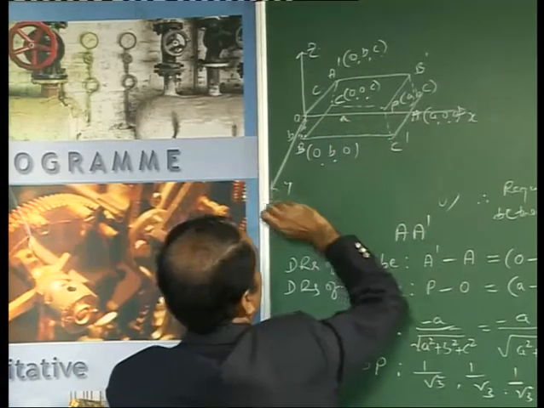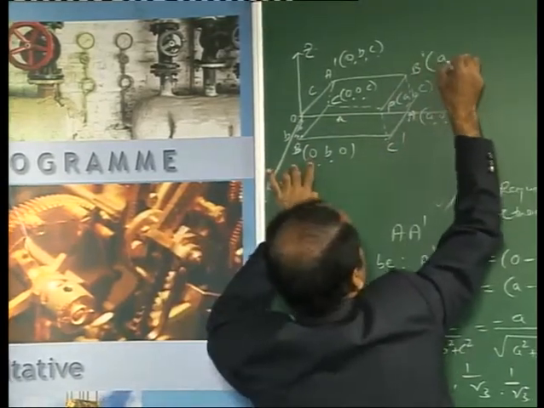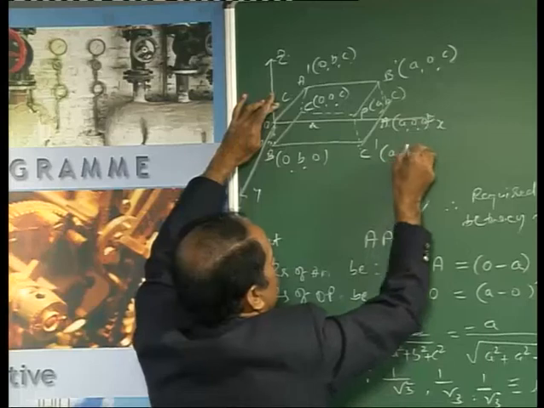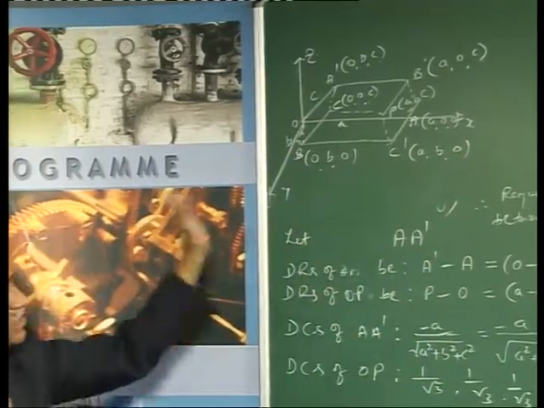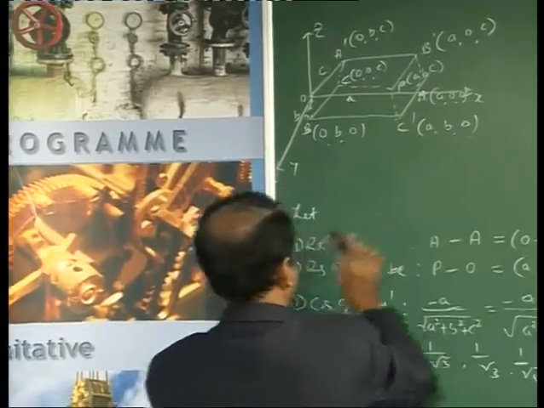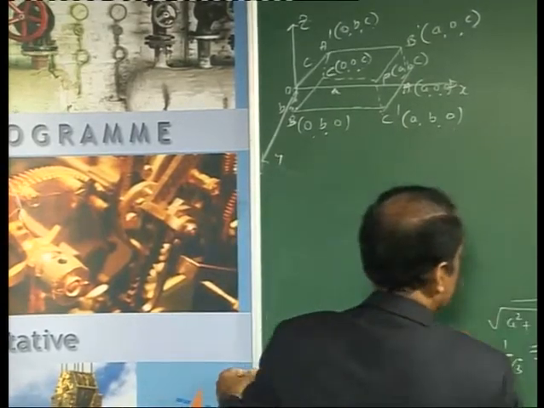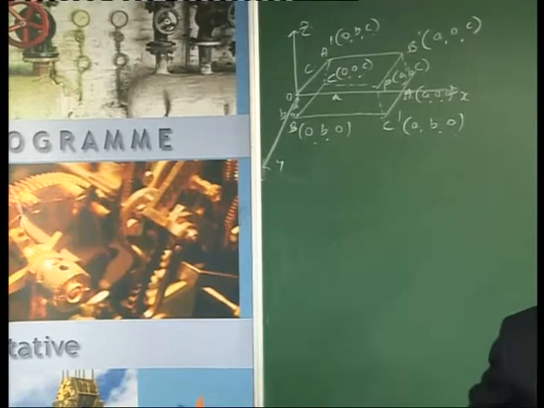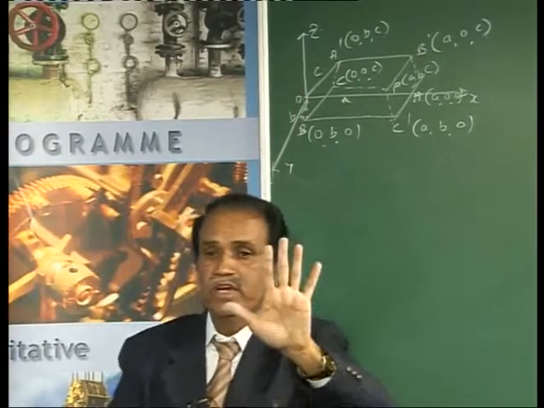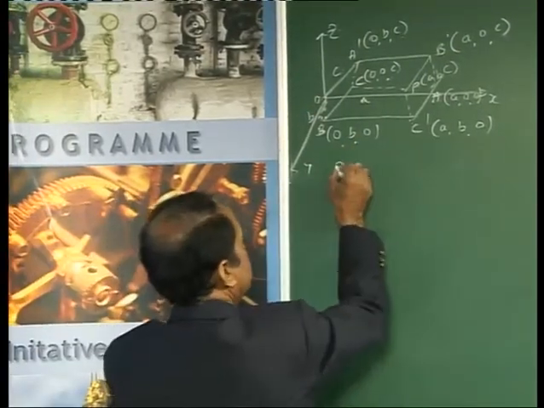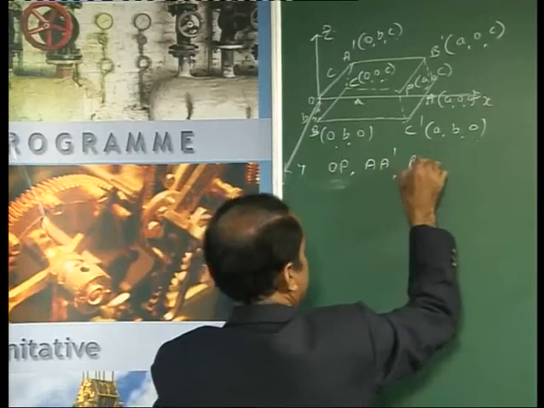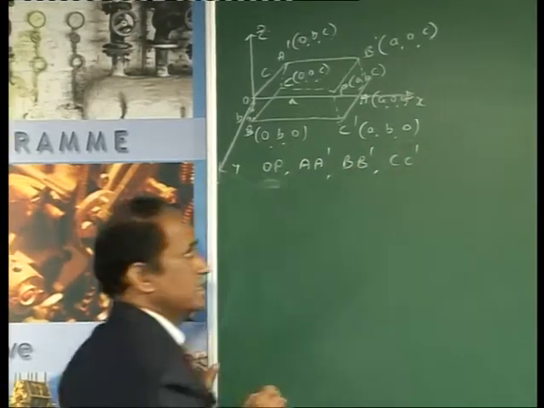Then A dash is over, B dash is nothing but (a, 0, c), like that, and C dash should be (a, b, 0). Same procedure you have to apply again: calculate direction ratios, then direction cosines. First discuss between any two diagonals, then you can extend the same idea to the other diagonals. Here also in the parallelepiped four diagonals are possible: OP, AA dash, BB dash, and CC dash.